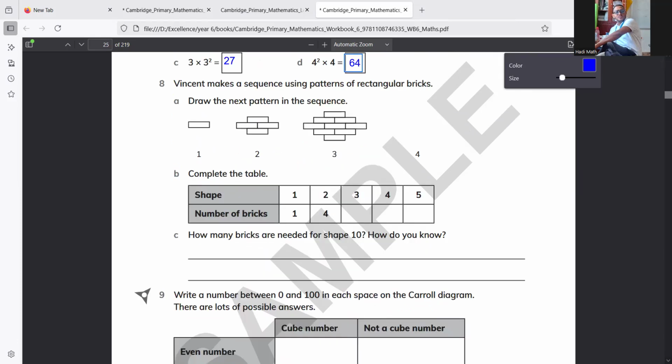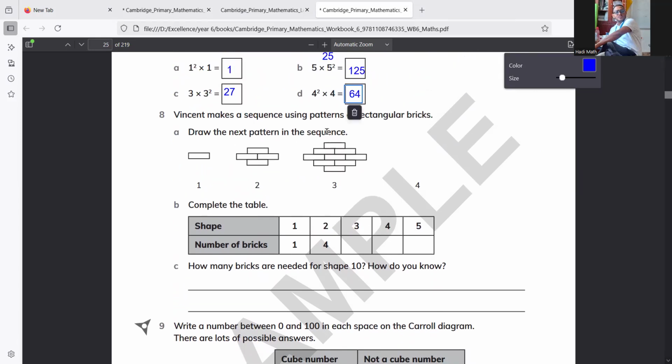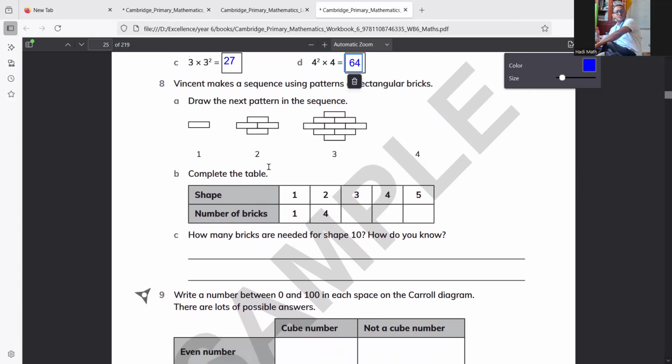Now go to question number 8. Vincent makes a sequence using patterns of rectangular bricks. Draw the next pattern of the sequence. Let's go on to it. The first one is just one rectangle. The second one has 2 rectangles, one up and one down. Then this one has 3 here. So here we could draw 4. I just want to try to make it the same as this one.